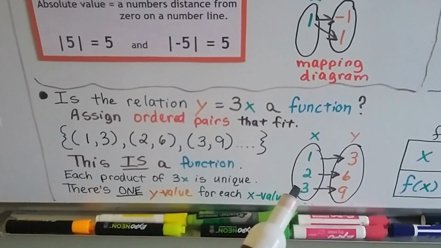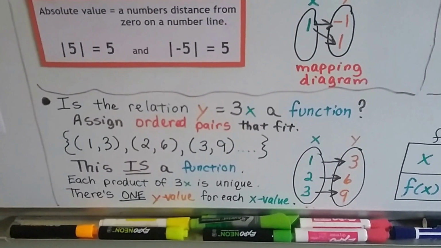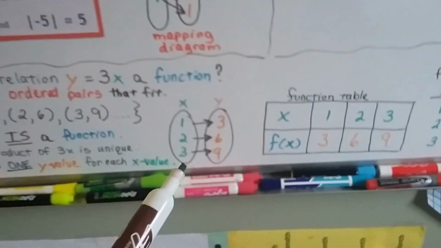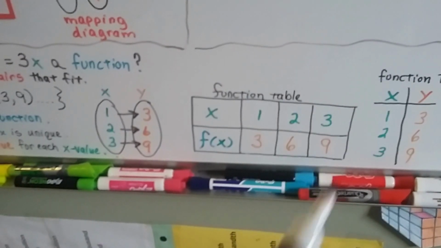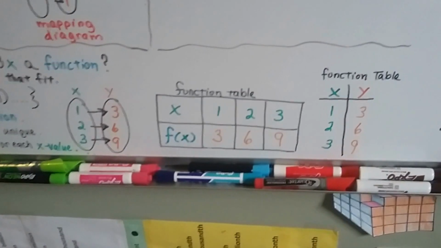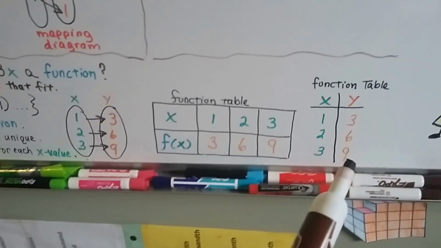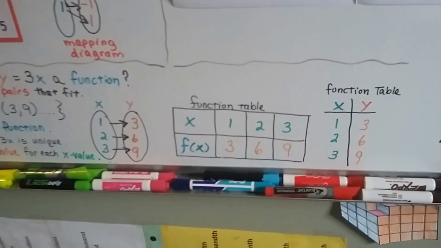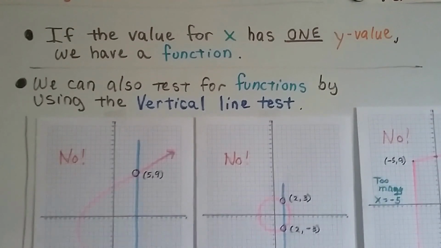And if we put these into a mapping diagram, we can see there's one arrow leaving each x value. We can put it in a function table and see that each x has its own function of x. See? You can write a function table this way too. Each x value has one y value. See? So if the value for x has one y value, we have a function.